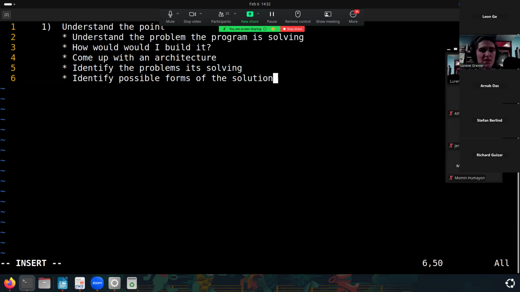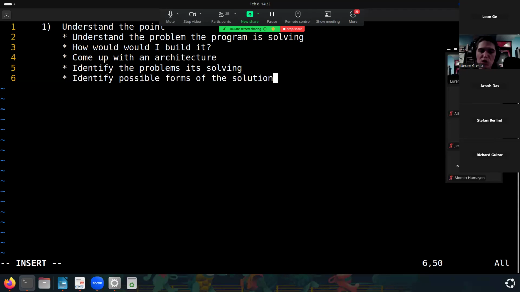So when you come into this reversing at a high level, you should know kind of how you would build the program and kind of what problems the builder of the program had to solve.